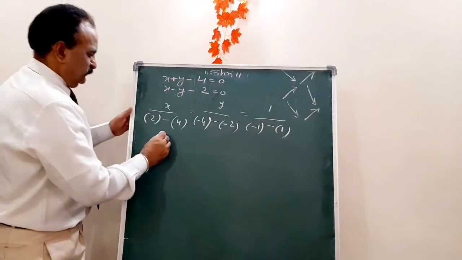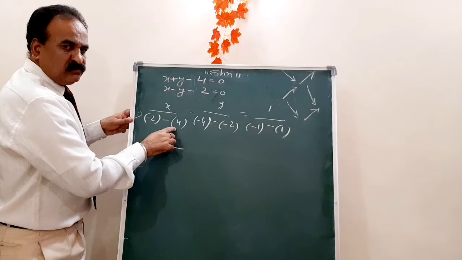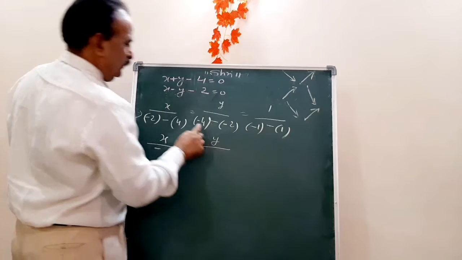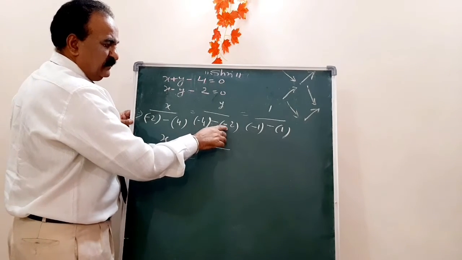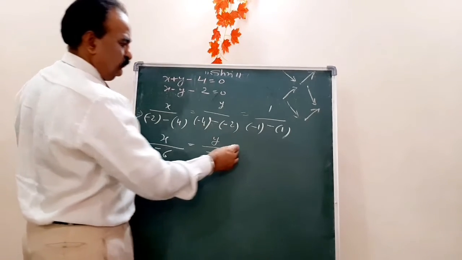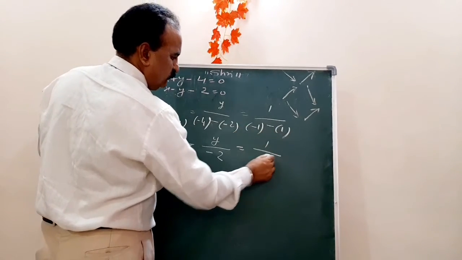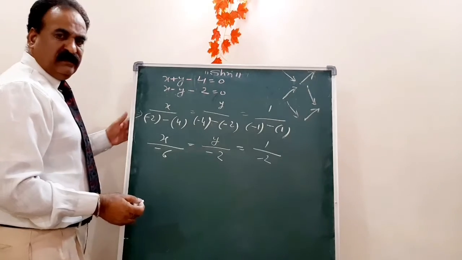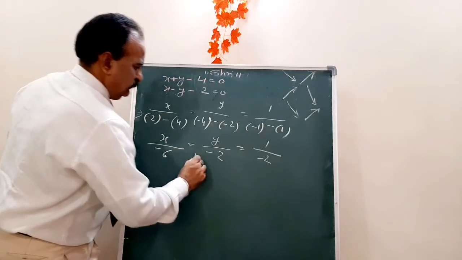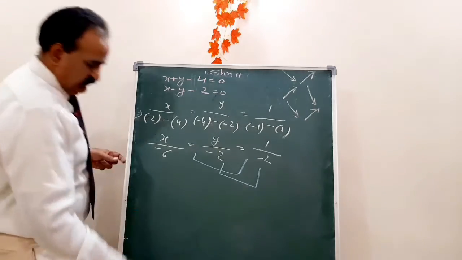Now let us see. We have x upon minus 2 minus 4, which becomes minus 6, is equal to y upon, this is minus 4 and this minus becomes plus, so minus 4 plus 2, minus 2, is equal to 1 upon minus 1, minus 1, minus 2. Okay. Now compare this. First it will be this and this.